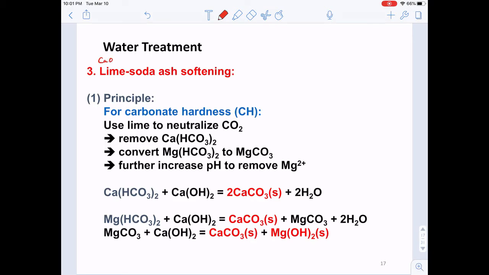So lime, again, is composed of calcium oxide or calcium hydroxide. Okay, this is just a matter of whether they contain water or not. And anyway, if you introduce calcium oxide into water, it is going to convert into calcium hydroxide inside water. And soda, on the other hand, is composed of sodium carbonate in the water.